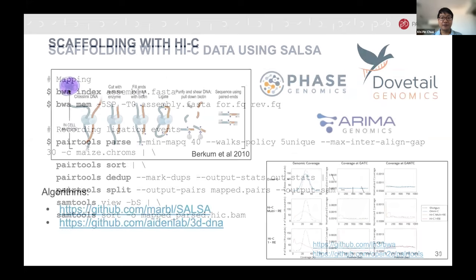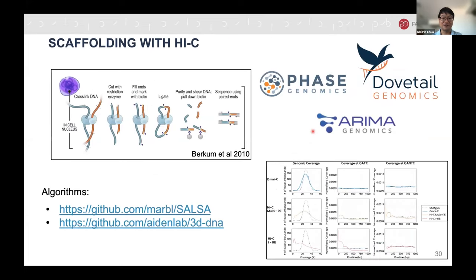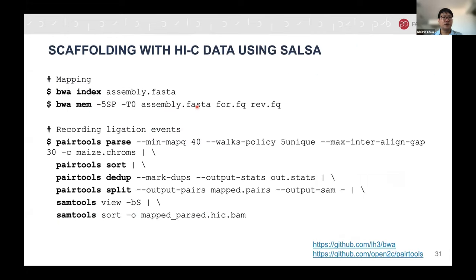And HiC data can come from different companies. Phase Genomics, Dovetail Genomics, and RMR Genomics are three of the main companies. There are two utilities that you can use to scaffold, for example, SALSA and 3D DNA. With SALSA, this is an example of how you actually scaffold the assembly.